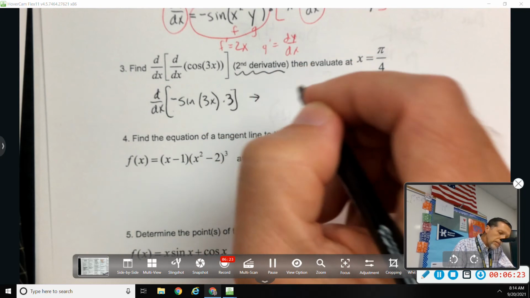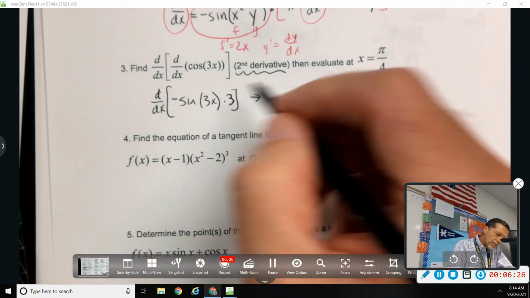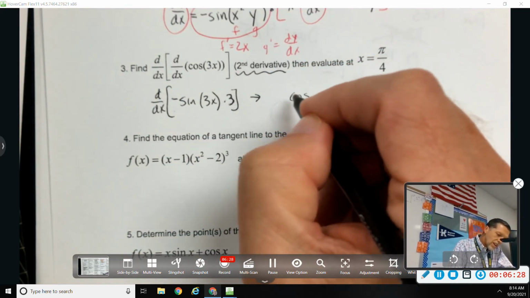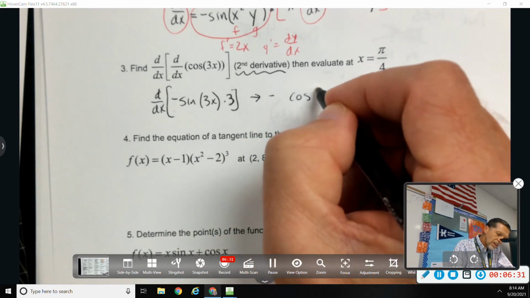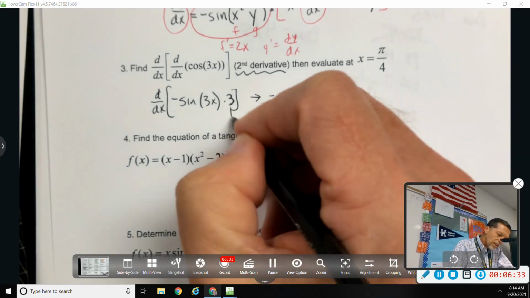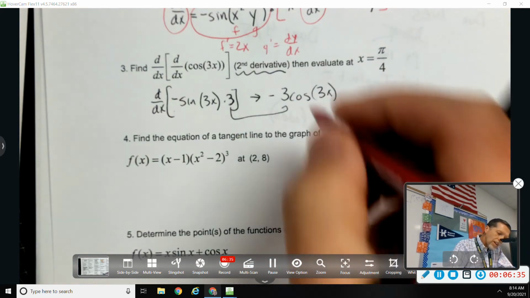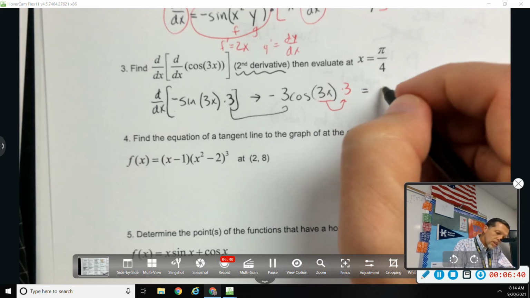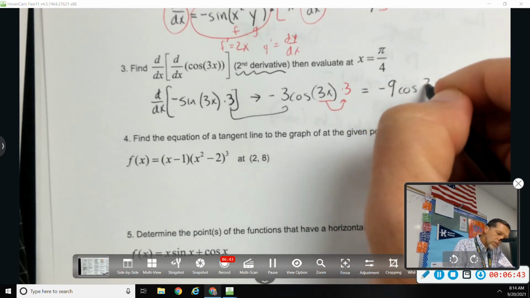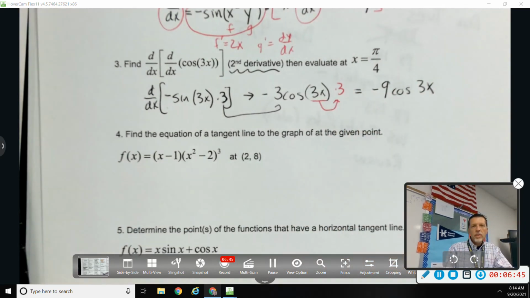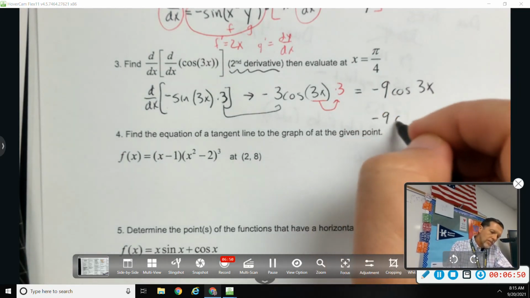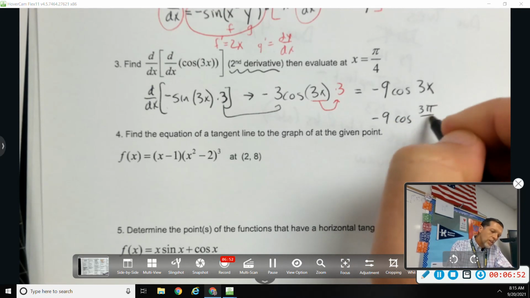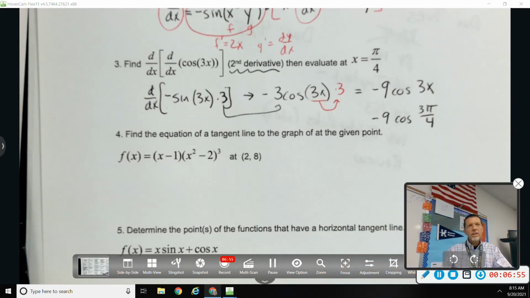And then the derivative of that, derivative of sine would be cosine. So the negative is still there, 3x. This 3 is still there. And there's a chain rule 3 that shows up. So that would be negative 9 cosine of 3x. And then at pi over 4, negative 9 cosine 3 pi over 4, which is a safe stop. Perfectly timed.